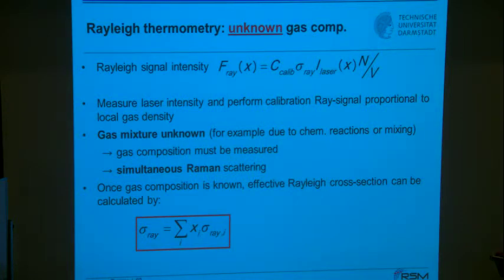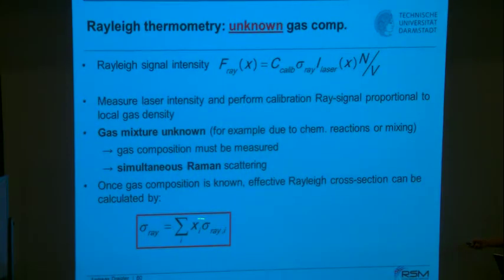calculate the temperature. Because the problem is, as I already said, different molecules have different polarizabilities. And that means the cross-sections are different, such that in a gas mixture, we are not speaking about one cross-section, but we have an effective cross-section, which is the mole fraction weighted sum of the cross-sections of each species. Yeah? So x_i is here the mole fraction of species i. This is multiplied with the cross-section of each species, and then you sum it up.